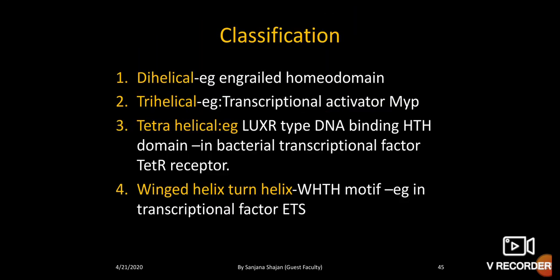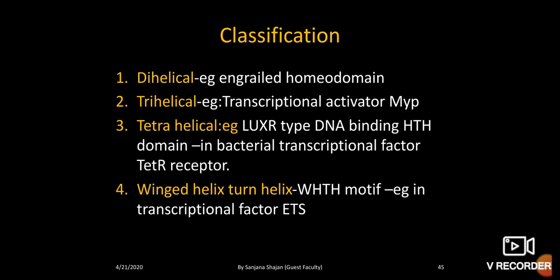And then you have the tetrahelical. An example for tetrahelical is the LexA type DNA binding HTH domain in the bacterial transcriptional factor TetR. In tetrahelical, the difference is that they have an additional C-terminal helix compared to the trihelical motif, and it is found in these regions.